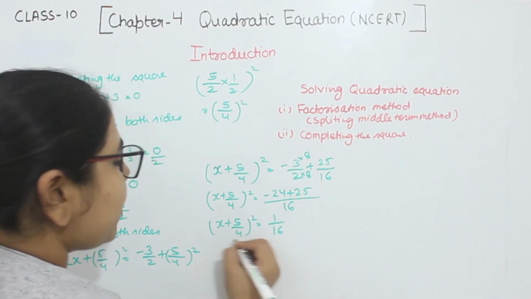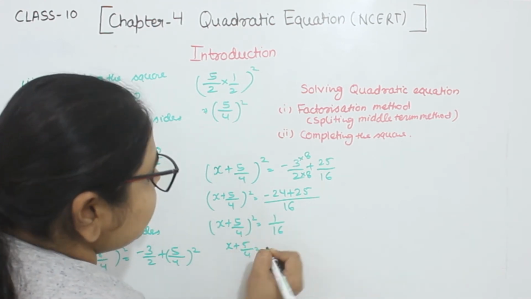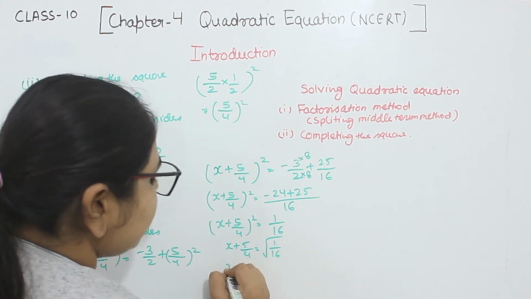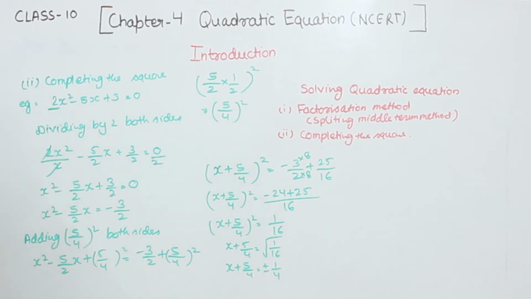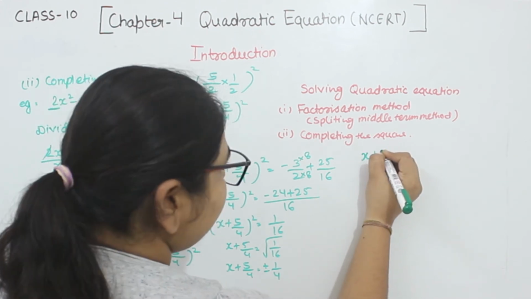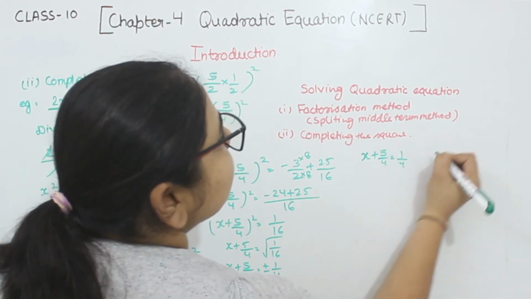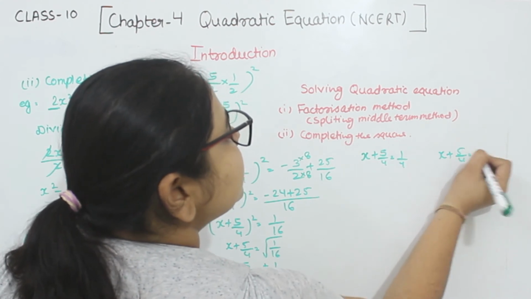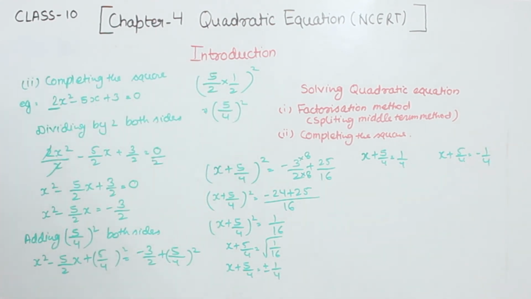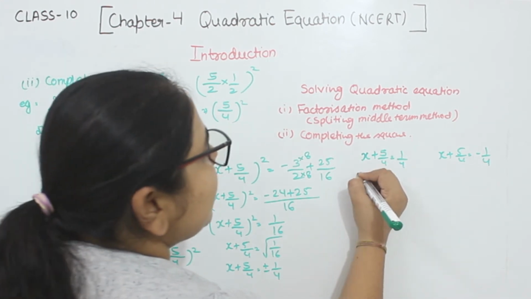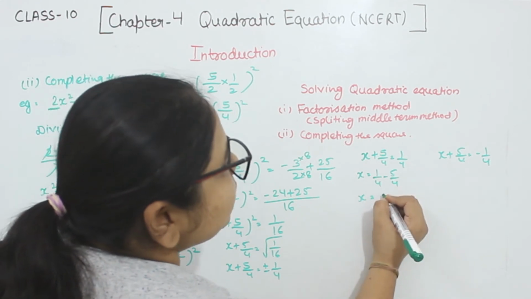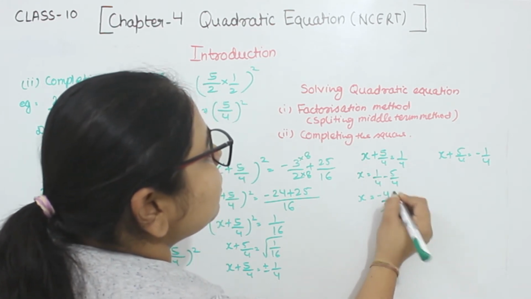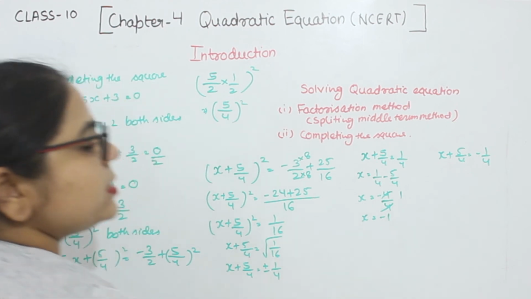Now we transpose this square, so it becomes a root here: root of 1 by 60. So we have x plus 5 by 4 is equal to plus minus 1 by 4. Now we solve this first with the positive sign and next with the negative sign. These are the two roots of x. So here x is equal to 1 by 4 minus 5 by 4, which is x equal to minus 4 by 4. 4 ones are 4, so the value of x is minus 1.